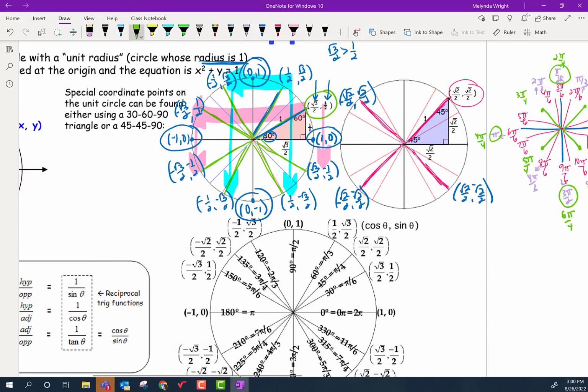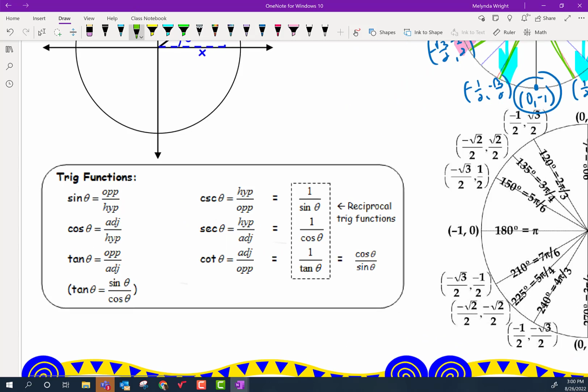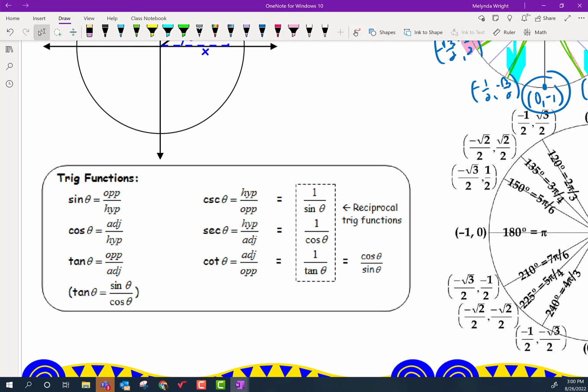I've got a few more things on the other side. These ratios, the SOHCAHTOA thing you've been working on since geometry days, right? Sine is opposite over hypotenuse, cosine is adjacent over hypotenuse. That SOHCAHTOA thing. We're going to be looking at that today.